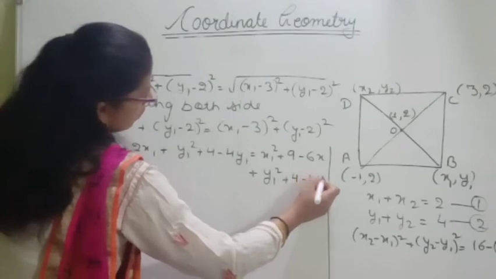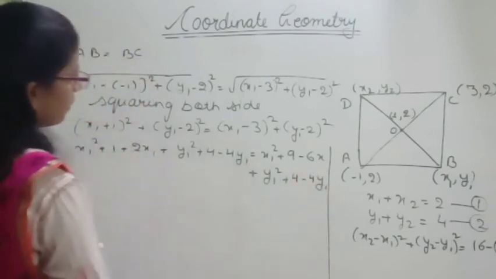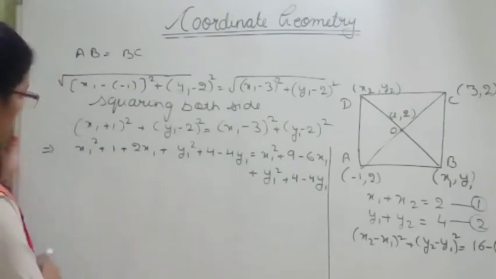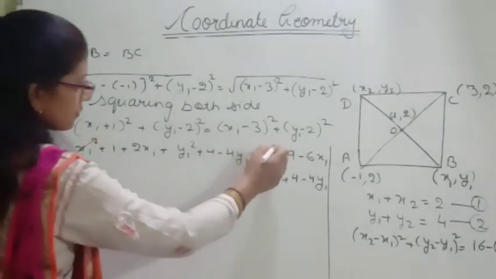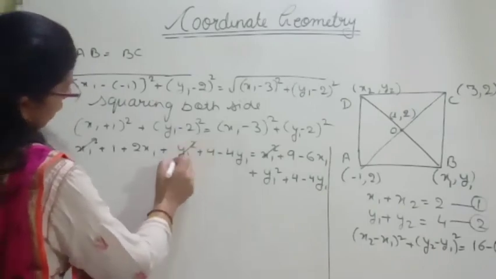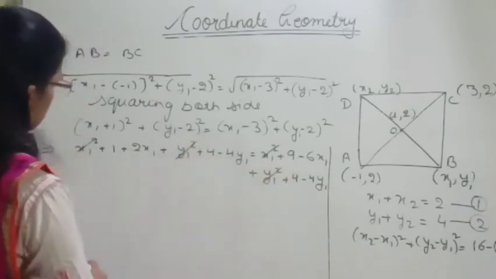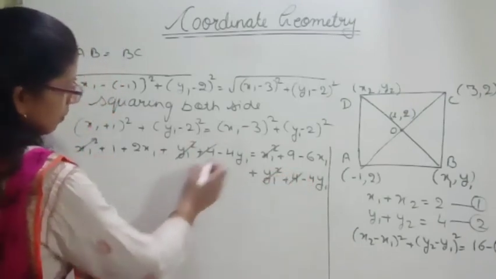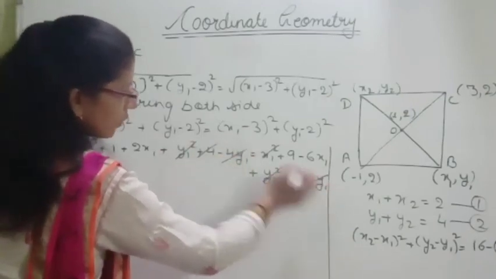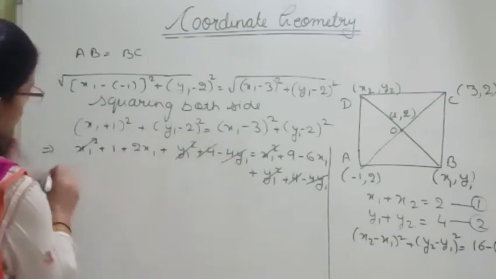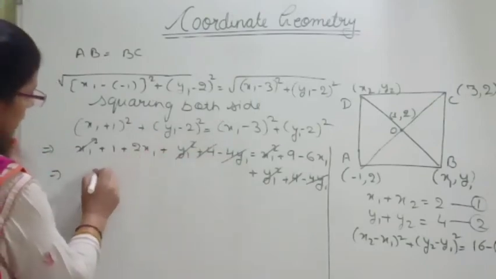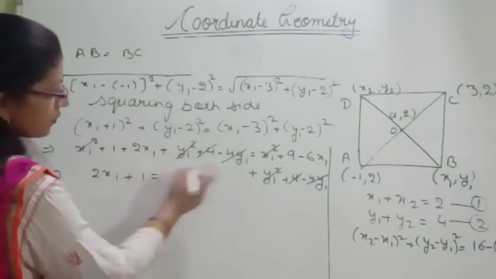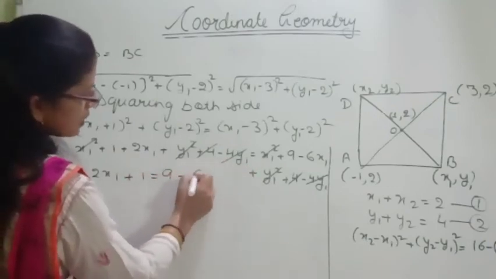So this is y1 and this is x1. Okay, now let us see how to cancel out. x1² and x1² cancel out, y1² and y1² cancel out, 4 and 4 cancel out, minus 4y1 cancels out. So what is left here? 2 times (x1 + 1) is equal to 9 minus 6x1.